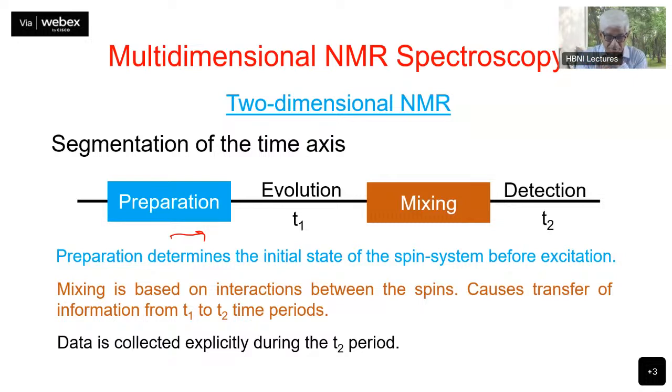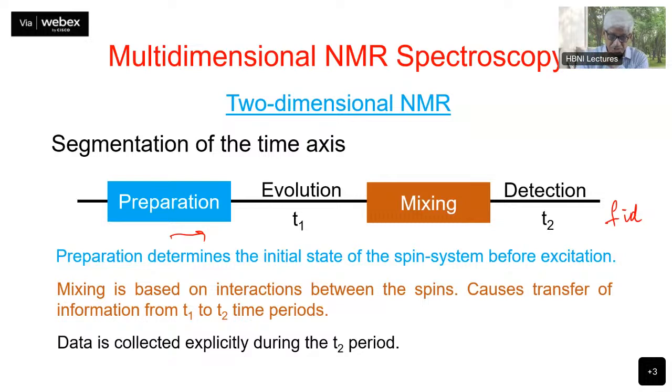Okay, and then you have a period called the evolution period. What they mean, I will explain to you very soon. There is a certain period called the evolution period, and this we label as T1. And then there is a period called the mixing period, which actually is the crucial thing for giving various kinds of information in the two-dimensional spectrum. And the detection is your usual FID, which you detect and Fourier transform to get the spectrum. So this is where you collect the FID.